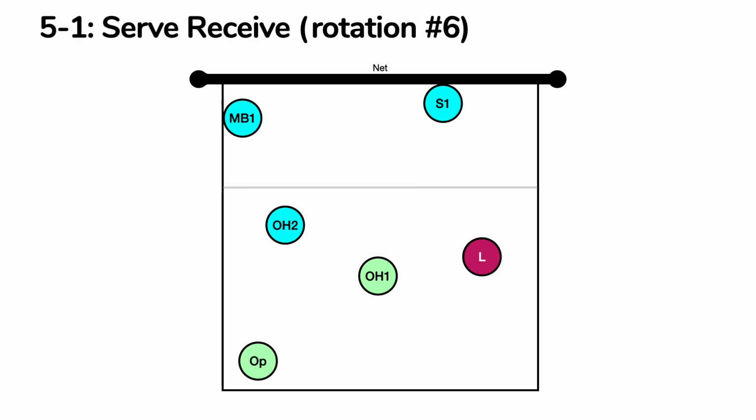And in rotation 6, on serve receive, we can hide the opposite in the left back corner this time and pinch middle blocker 1 into the left corner so that that outside hitter can get over as far as they can to the left. So they can go and take a good approach for their swing.